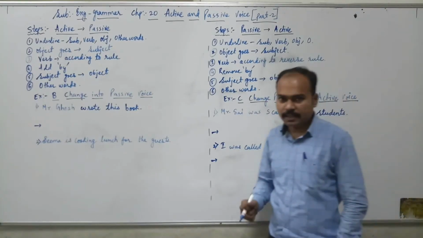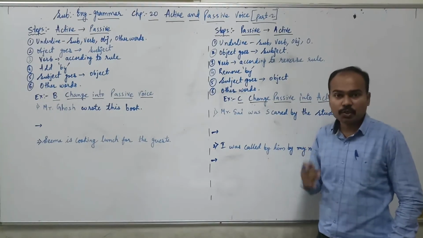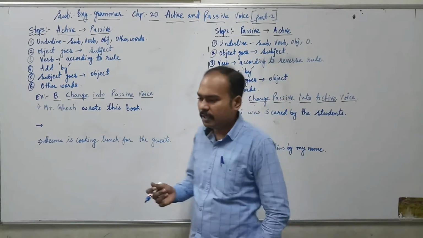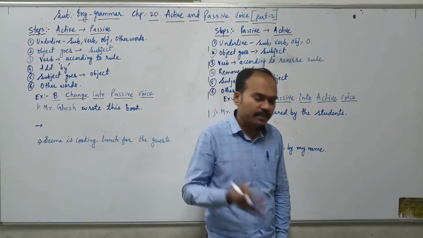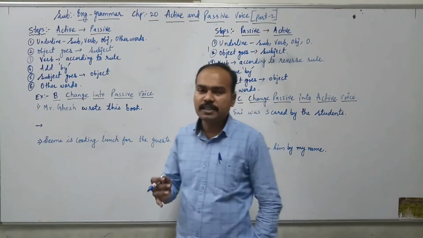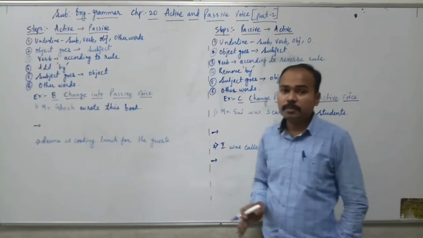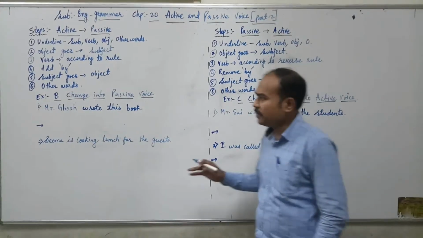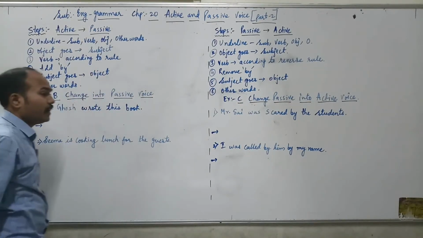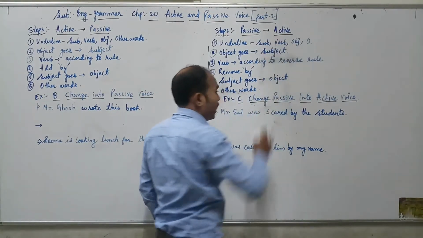Today we are going to do English grammar, chapter number 20, active and passive voice, part 2. Already we have started this chapter. In the last lecture we studied the meaning of active voice and passive voice, and also the rule of changing verb forms and how to change the pronouns. Today we will be doing the exercise. We will be solving some questions on how to change a sentence from active to passive, and in the opposite way, how to change a sentence from passive to active voice.